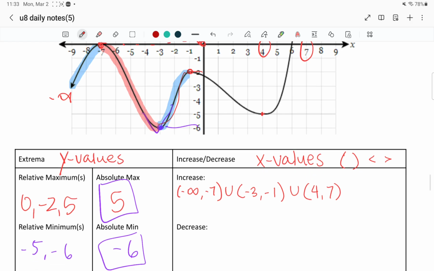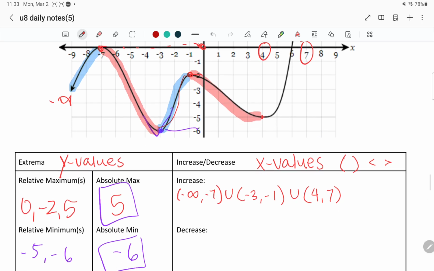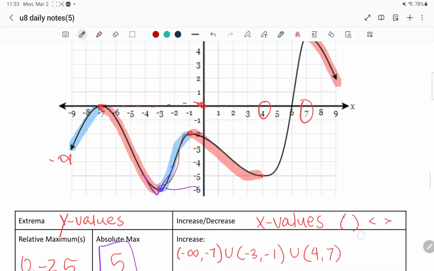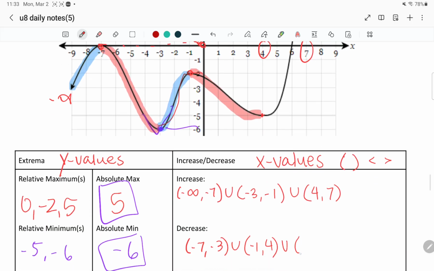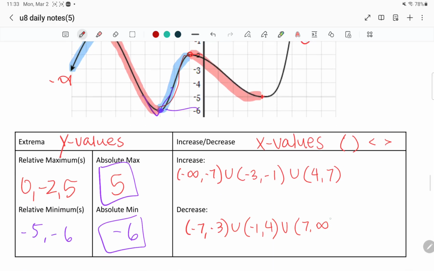Decreasing is going to be all the red, or you know where I erased it by accident. There we go. So -7 to -3, -1 to 4, and 7. So now the question is this infinity or negative infinity? And the answer is we are talking about x values. So I don't care that it's going down, I care that it's going to the right. So that is going to be 7 to positive infinity.